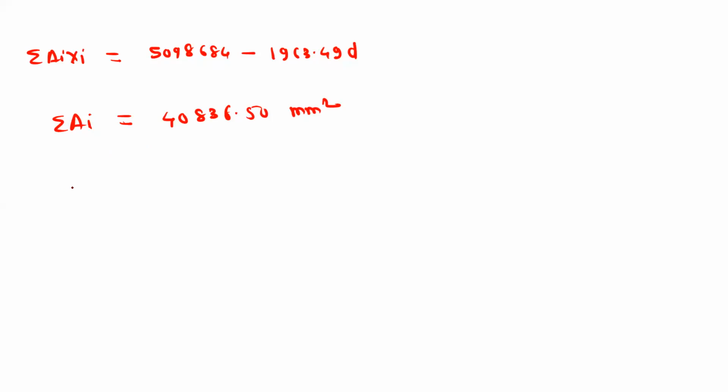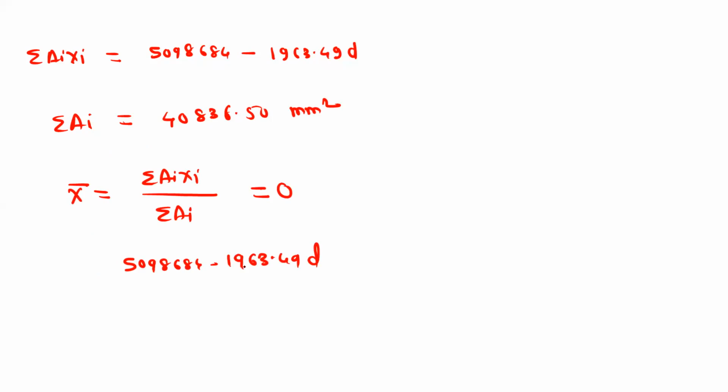And now use the formula for x bar. This is equal to summation AiXi divided by the summation of the area. The x bar value is known, that is equal to 0. So put the value of summation AiXi: 5098684 minus 1963.49D, divided by 40836.5, and this is equal to 0. Solve this equation and get the value of D.